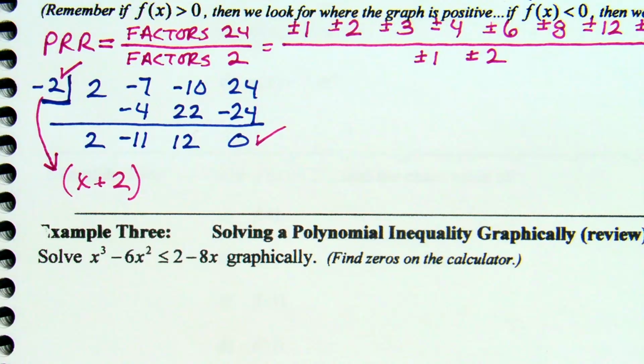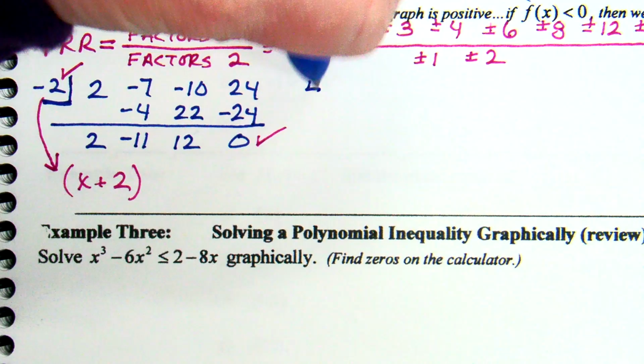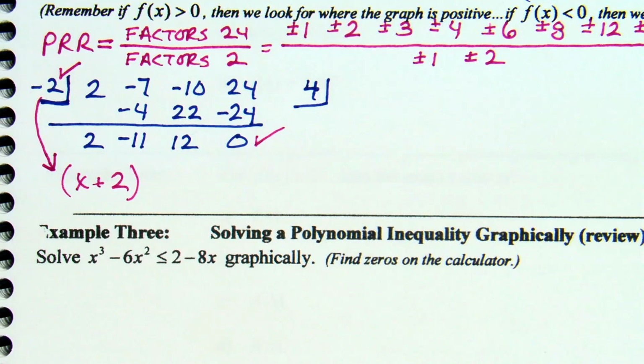Yeah, so the whole point of me doing this synthetic division is I'm trying to get this factored out, because I need it in terms of factors to be able to do my sign chart. So since I know negative 2 works, that means I know there's a factor of x plus 2. Okay, we tried negative 2, it works. Next we want to try 4.